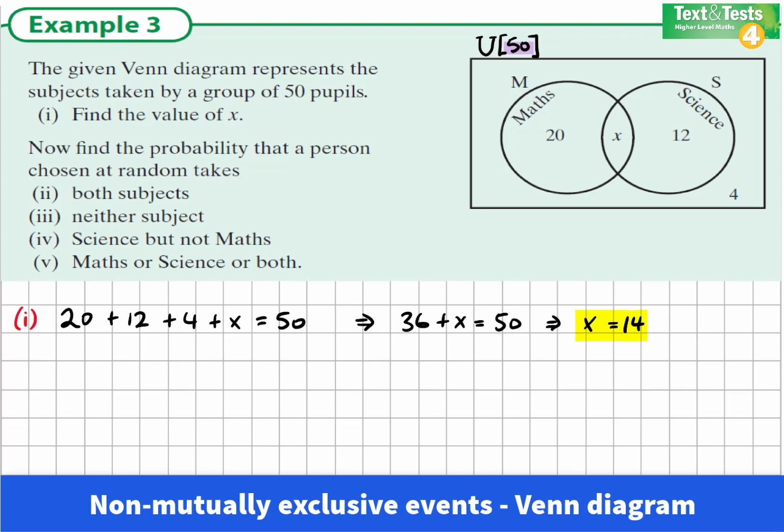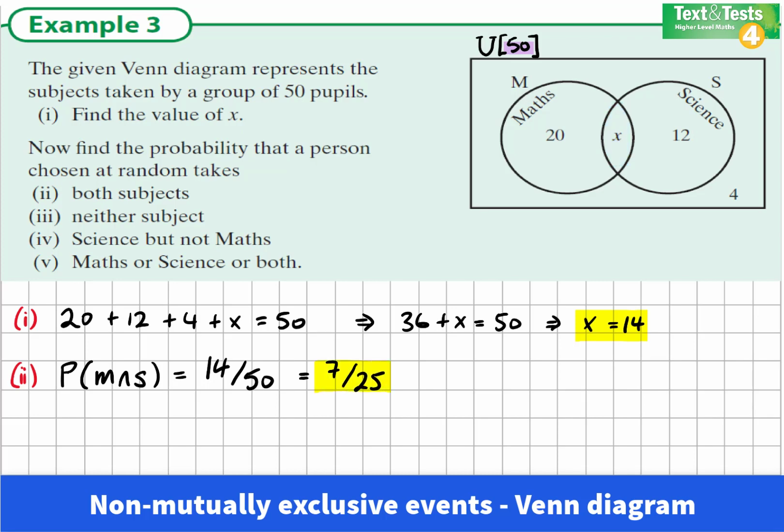Now we're asked to find about probabilities. Find the probability that students selected at random would be studying both subjects. So the maths intersection science. So we see the intersection here is x, which we found out to be 14. So there's 14 out of 50, which is the total in the universe, is the probability a person selected at random will study both maths and science. And just reducing that fraction, it's 7 out of 25.